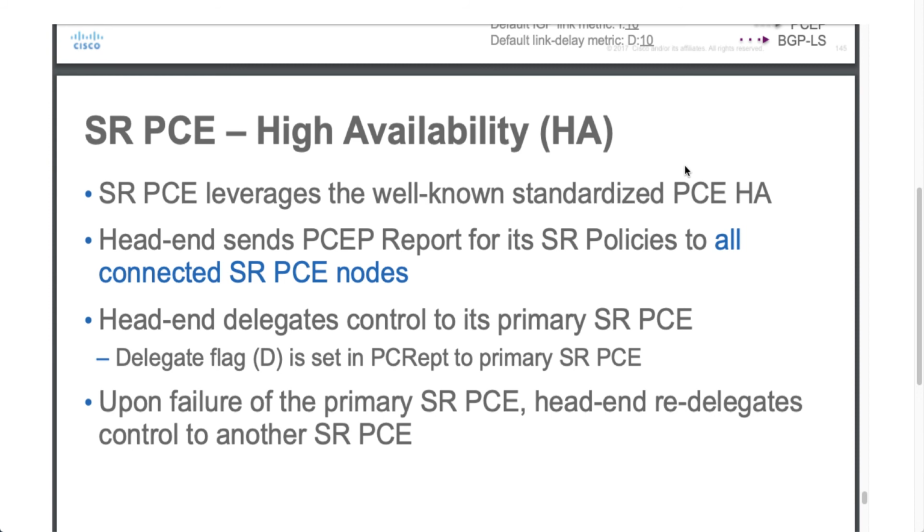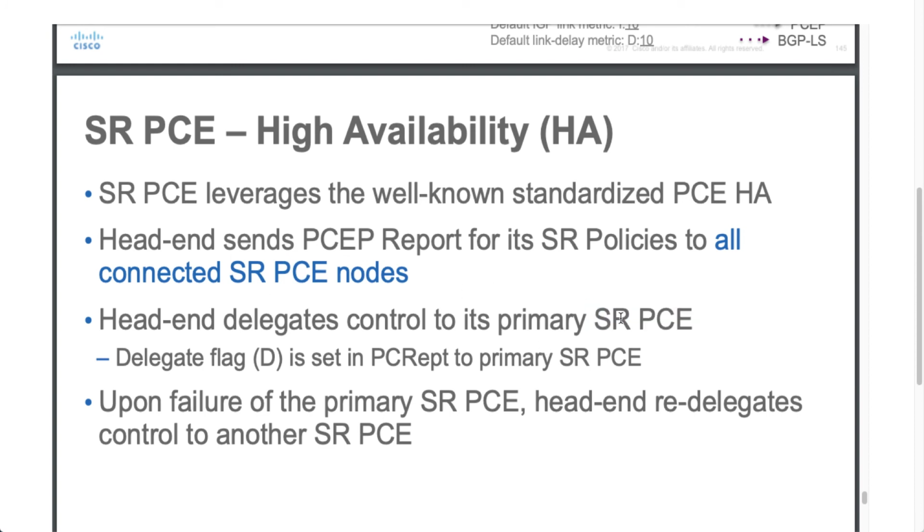And then again, SR-PCE can have high availability. That means, to provide high availability, we can have more than one SR-PCE, or a pair of SR-PCE. That way if one goes down, the second will take over. SR-PCE leverages a well-known standard PCE architecture for HA. Headend sends PCEP. Now remember, PCEP is the protocol that runs between your PCC and your PCE. So headend sends PCEP reports for SR policy to all connected SR-PCE nodes. That means if you have two nodes of SR-PCE, your headend will send the same report to both of the nodes.